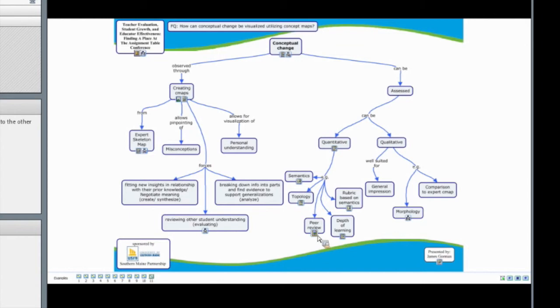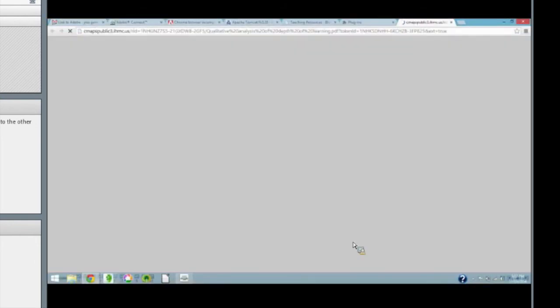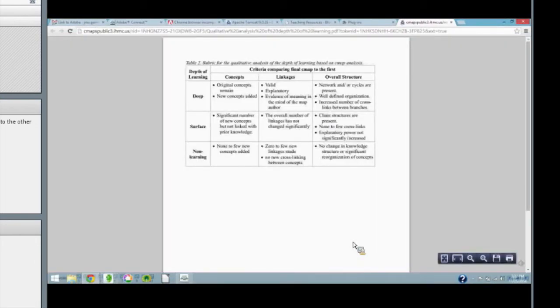Depth of learning. I like this one. This one actually compares a pre and post test. It breaks it down into deep, surface, or no learning. And it's comparing two concept maps, one in the beginning and one along the process. And it's looking at the concepts. Were there any concepts added? How are the linking phrases that put everything together? Are they valid? Are they true statements? Do they explain and give you some insight? Is there evidence provided about those connections?